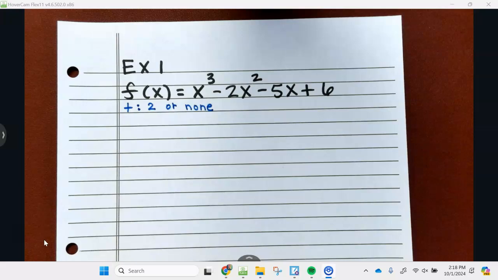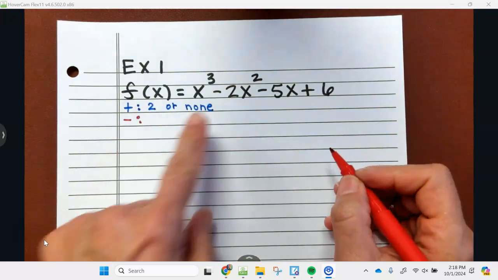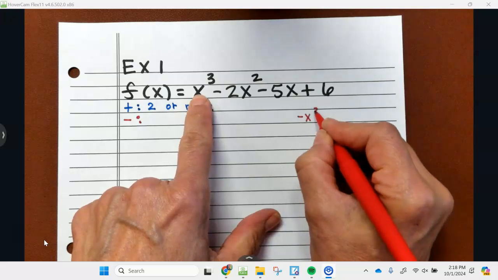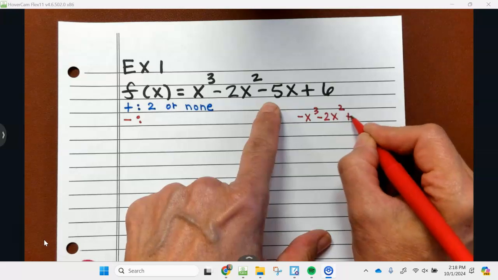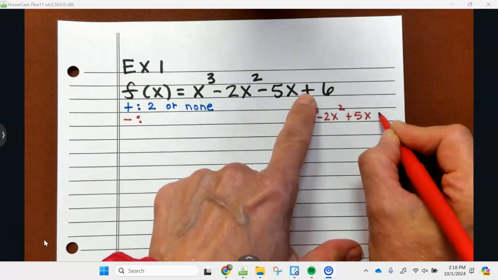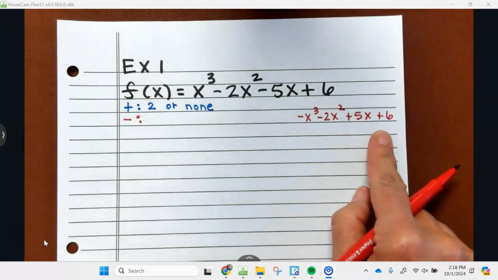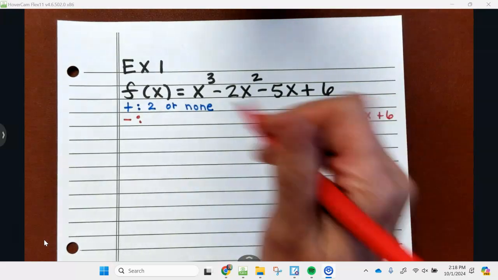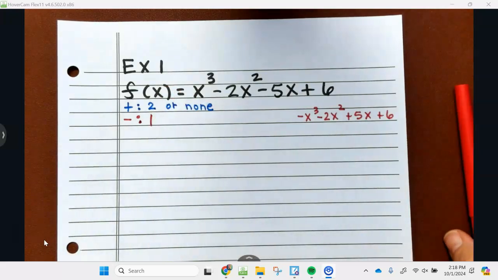All right, let's look at the negatives. All right, here we go. So this is going to be -x to a third. That's going to stay the same. That's going to change. That's going to stay the same. So our negatives, we only have 1 sign switch here. So I know for sure I'm going to have 1 negative answer.